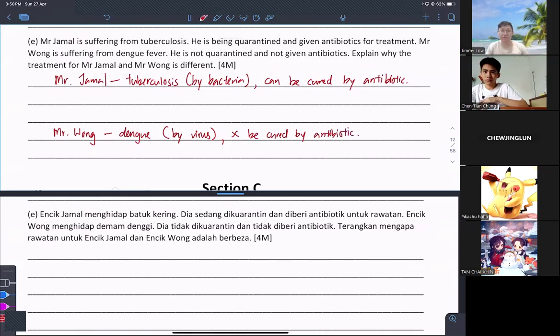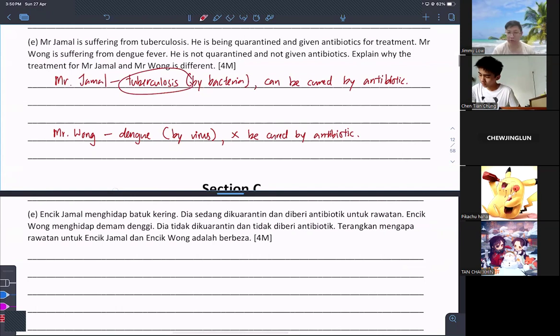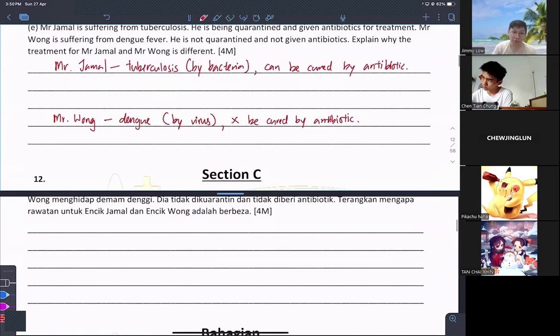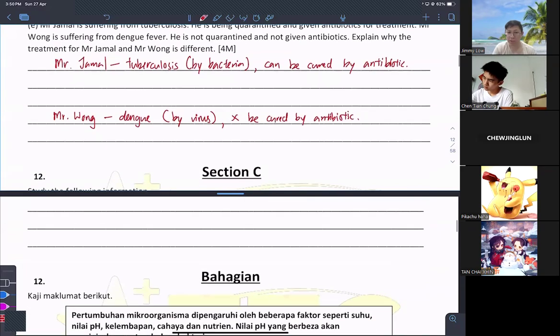Okay, if you even remember what you have learned in Form 2, right, you can write into this point. For example, tuberculosis will be spread, so he's quarantined. Dengue will not be spread through contact, so he is not quarantined. You can write into the point as well. One is caused by contact, one is caused by vector, which is caused by dengue mosquito, Aedes mosquito. So that's why the point is here.